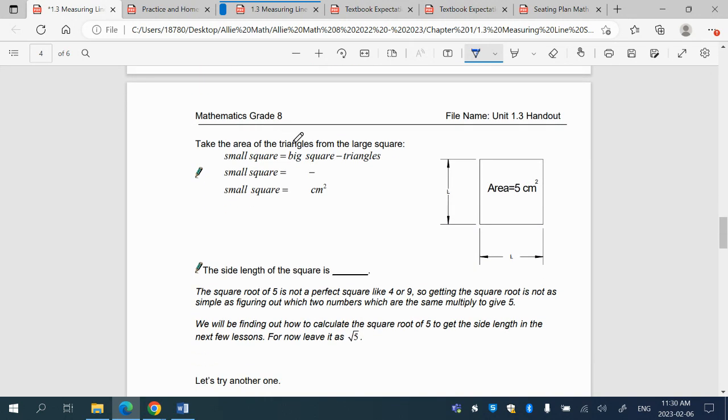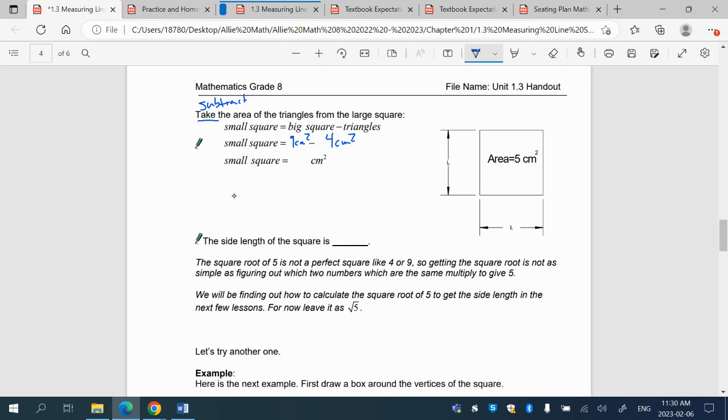Now we need to subtract the area of the triangles from the large square. So the small square equals the big square minus the triangles. So small square equals, what was our big square? Remember, we just found that it was 9 centimeters squared. And minus the triangles, remember from before, we found it was 4 centimeters squared. So the small square, therefore, 9 subtract 4 equals 5 centimeters squared. So the area is 5 centimeters squared, drawn right there.